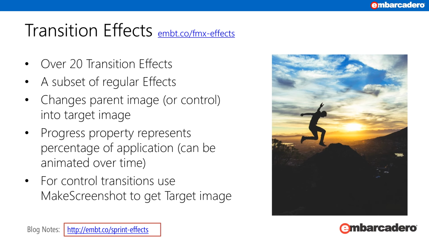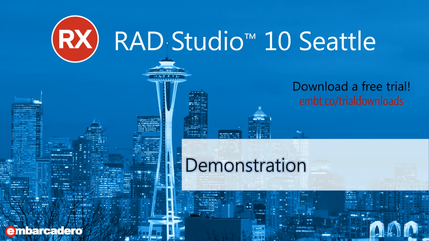So if you're wanting to transition from one layout to a different layout, what you would do is use make screenshot of the target layout in order to get a bitmap back to set as the target of the transition, which I'll show you in the demonstration. So now let's do some demonstrations.